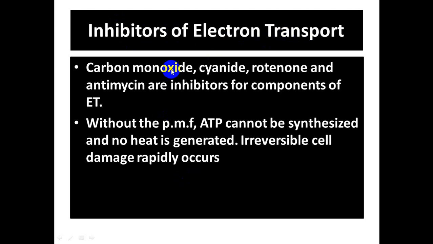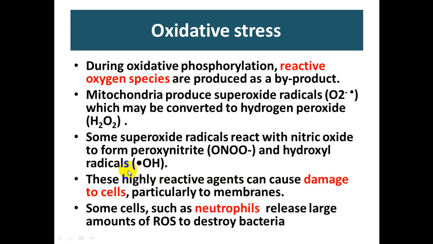Inhibitors of electron transport: carbon monoxide, cyanide, rotenone, and antimycin are inhibitors of components of electron transport. Without the PMF, ATP cannot be synthesized and no heat is generated. Irreversible cell damage rapidly occurs.